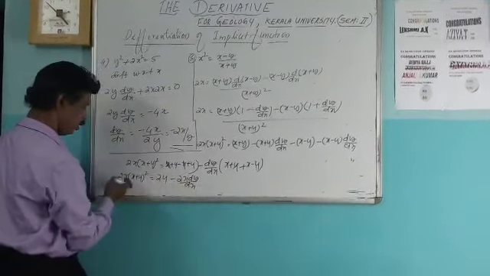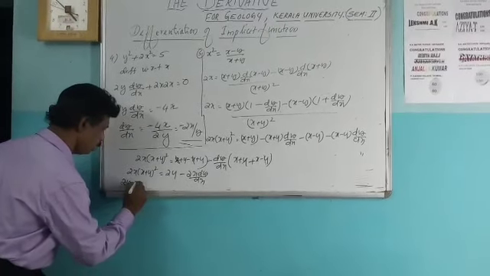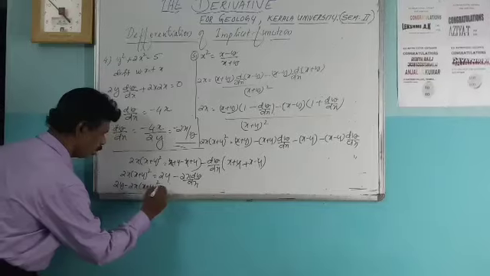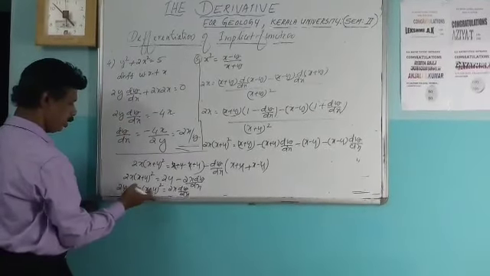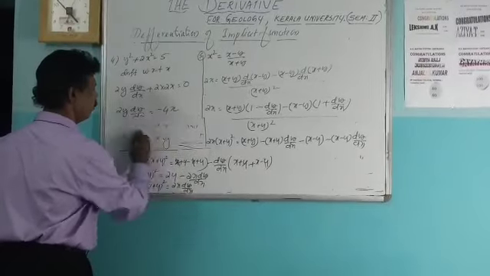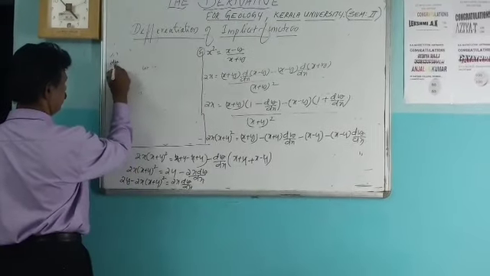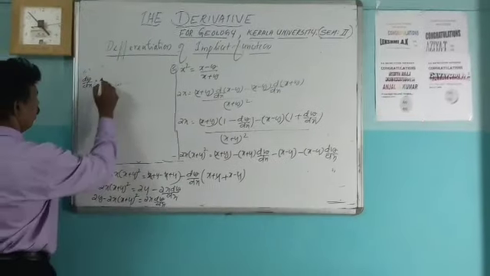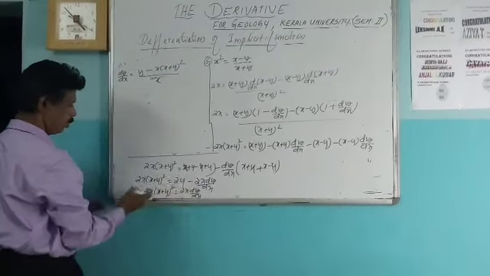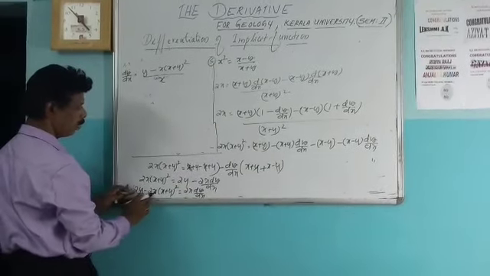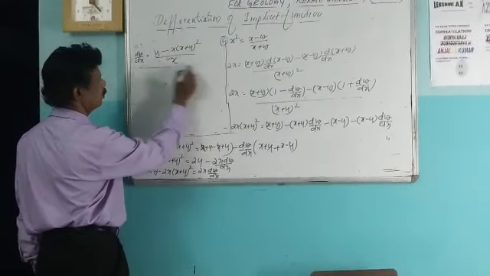Then take the terms from this side to that side. The final result is 2y minus 2x into (x plus y) the whole square equal to 2x into dy/dx. Therefore, we can take 2 as a common term and cancel on both sides. Then the final result becomes dy/dx equal to y minus x into (x plus y) the whole square divided by x. That is the answer.